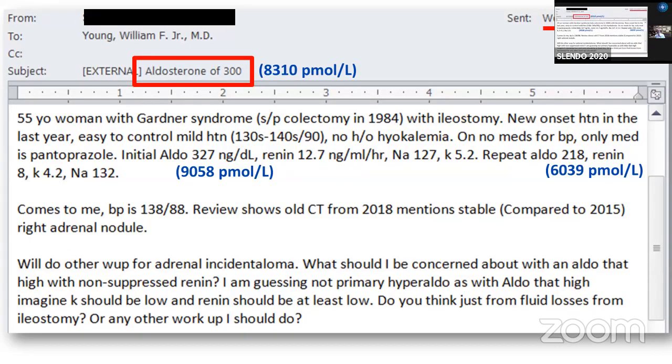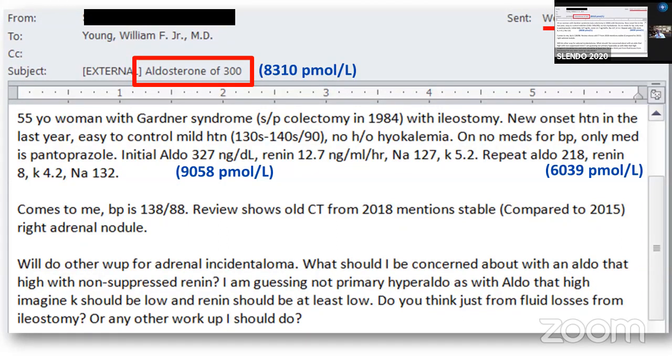Okay, let's go on to another email question. This is from last month. And the title line is aldosterone 300, upper limit of normal in conventional units at most labs is around 20 nanograms per deciliter. 55-year-old woman with Gardner syndrome, status post colectomy, 1984, with ileostomy. New onset hypertension last year, easy to control, mild hypertension. No history of hypokalemia. No meds for blood pressure, only med is a proton pump inhibitor.